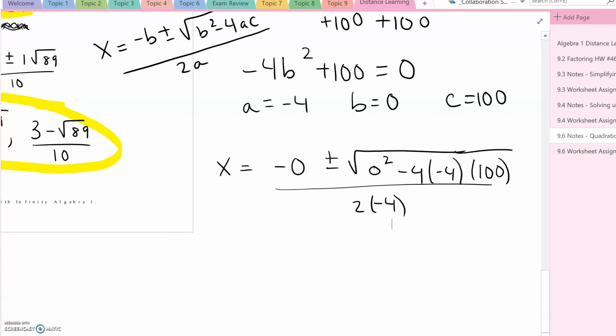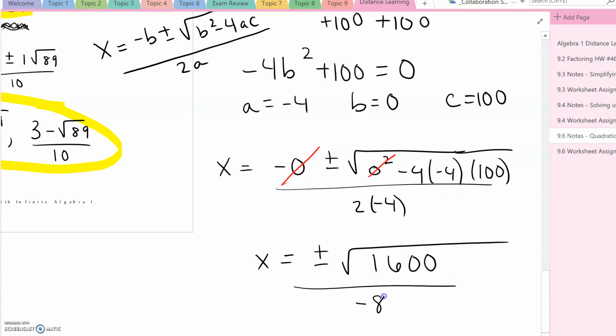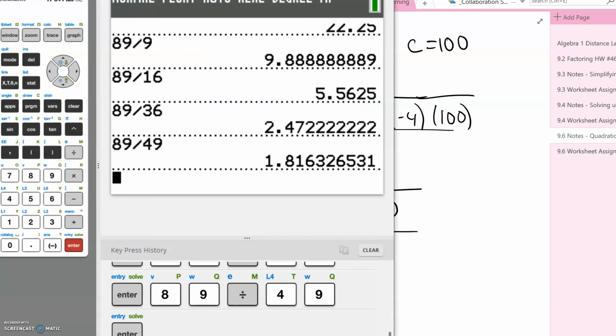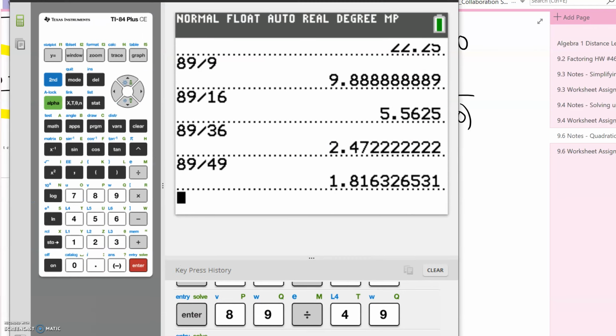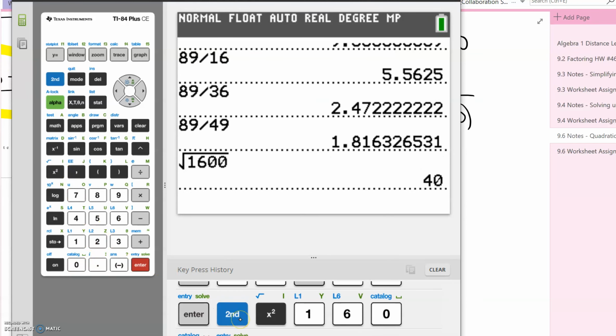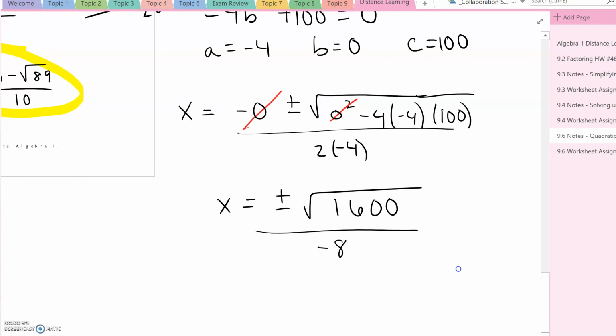Our zeros don't matter, so we just have x equals plus or minus the square root of negative 4 times negative 4 is a positive 16. 16 times 100 is 1,600 all over negative 8. Now I'm sure you really want to divide 1,600 by negative 8, but the first thing we need to do is simplify the square root of 1,600, which is 40. That's a perfect square.